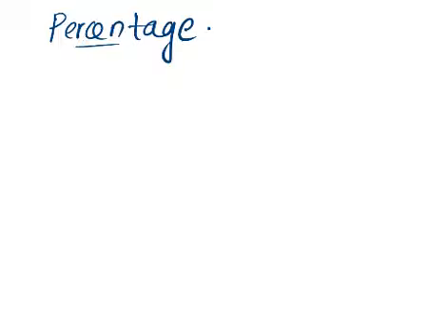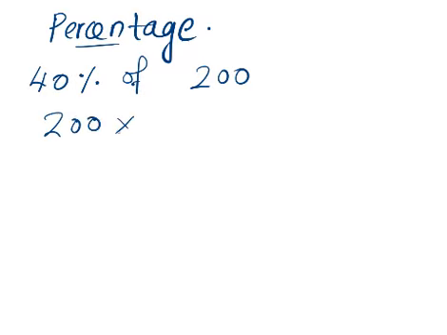Today we are going to discuss how we can find the percentage of a number. The word percent means per hundred. For example, if you need to find 40 percentage of 200, how can you find it? 200 times 40 percent. Per means this line over 100. Then you can cancel the zeros. Then 2 into 40, which is equal to 8.